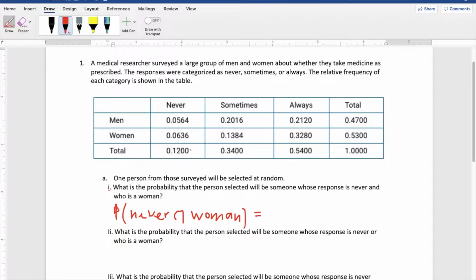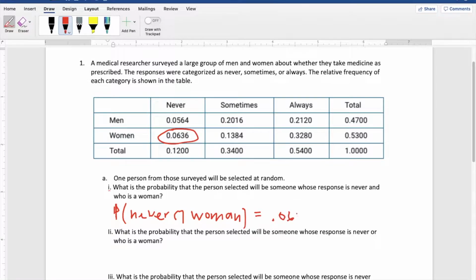For that one, you have a table, you always want to look in the table as opposed to trying to use your rules, and that was kind of the hint I gave you. So I'm just going to look in my table. Women and never is right here. So 0.0636 out of 1, which is 0.0636.